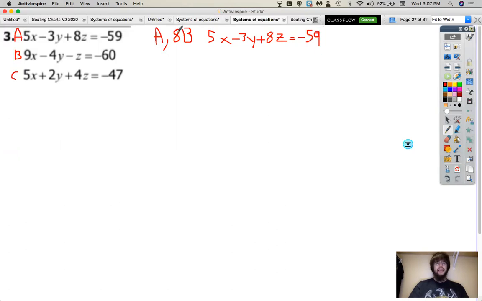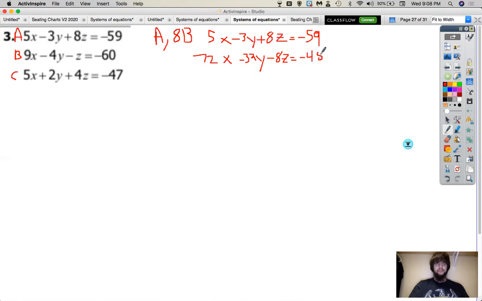Now, I'm going to multiply 8 times B. So if I need to, I'm going to grab my calculator. 8 times 9, 72. So that's 72x. 8 times negative 4, negative 32y. 8 times negative z, negative 8z. 8 times negative 60, negative 480.